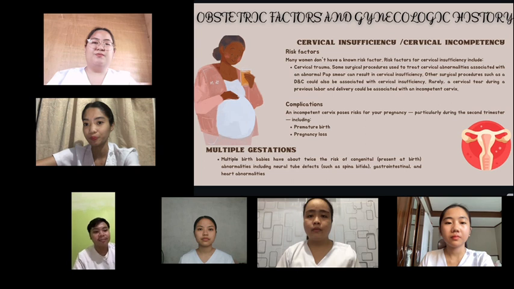Multiple gestations. Multiple birth babies have about twice the risk of congenital abnormalities present at birth, including neural tube defects, gastrointestinal, and heart abnormalities.